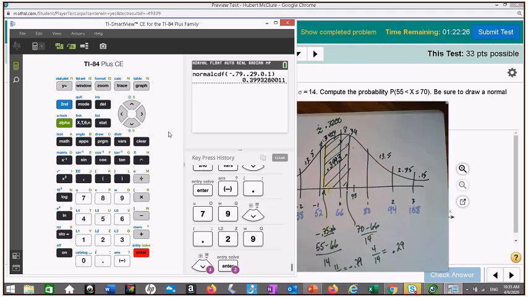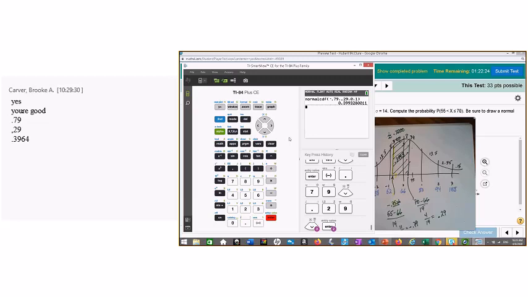Okay, I'll wait for Miss Carver because nobody else will say anything. 0.3964. Okay. I don't know why you got a different number, but that's fine. I don't know why it would be that much different. It shouldn't be.